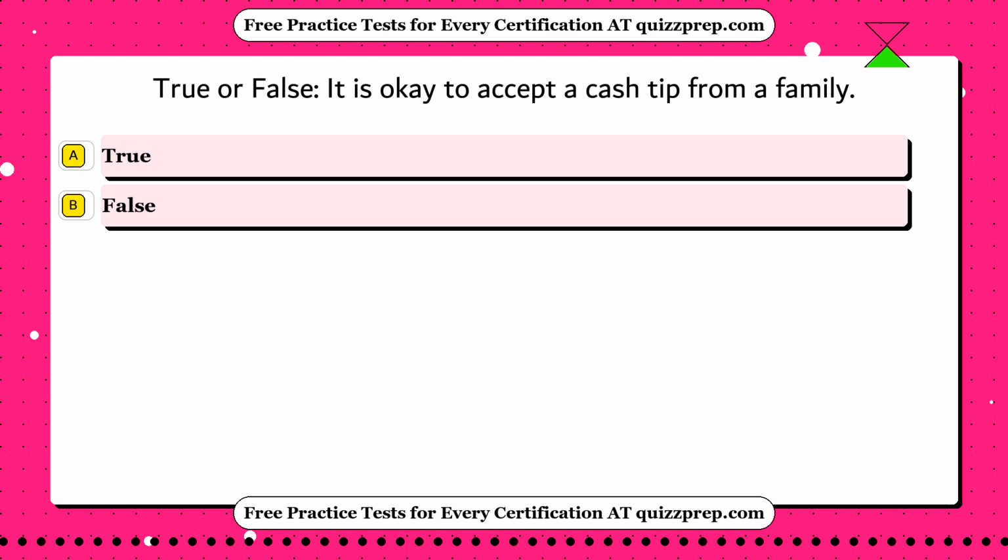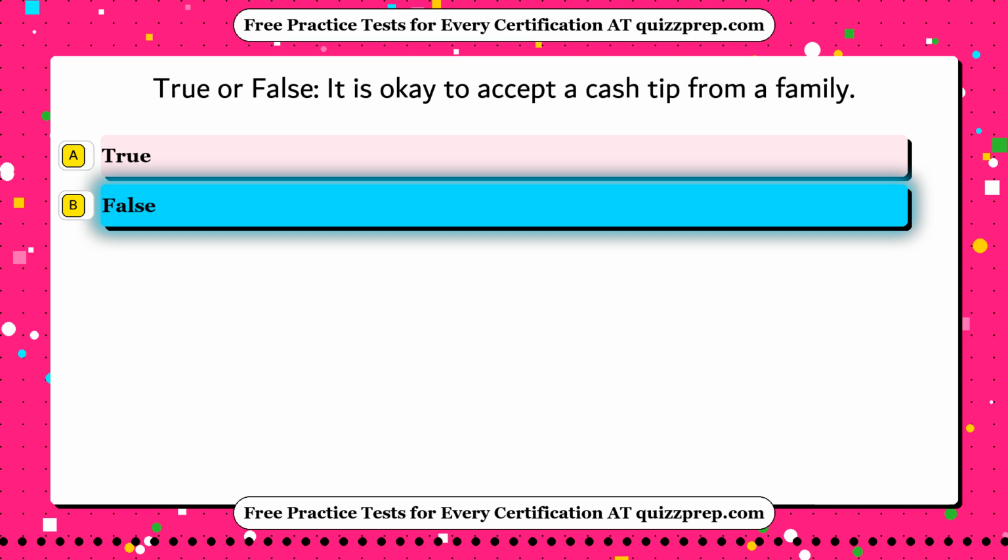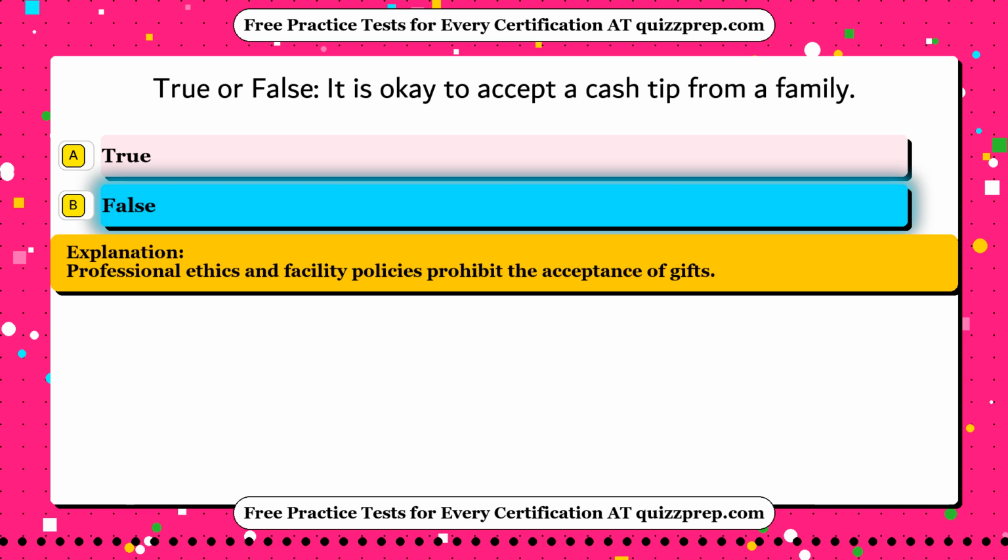Question 140. True or false, it is okay to accept a cash tip from a family? Option A, true. Option B, false. The correct answer is option B, false. Professional ethics and facility policies prohibit the acceptance of gifts.